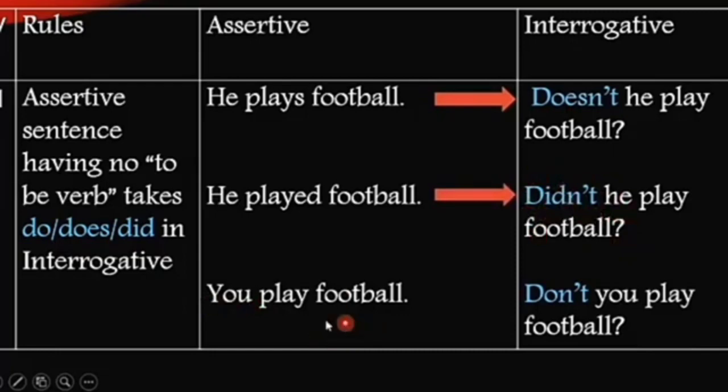Last one, you play football. Check out the subject here. The subject is second person and the tense is present tense. So we are going to take do instead of does, because does is taken by a subject which is third person and singular. So we are taking do and adding not with it. Don't you play football?